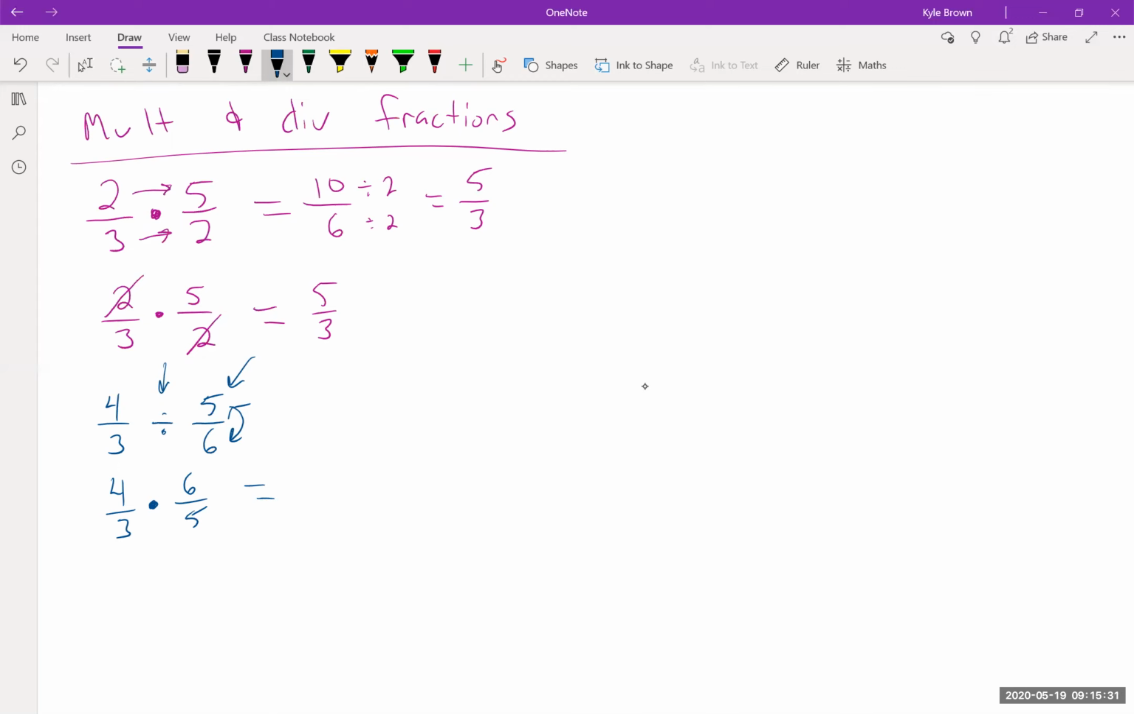Then just straight across now. Multiplying, we just go straight across. So 4 times 6 gives 24 over, and 3 times 5 is 15. Then I'm going to simplify this if I can, which I can. 3 goes into both of those, so I can divide by 3, divide by 3. So we end up with 8 over 5.